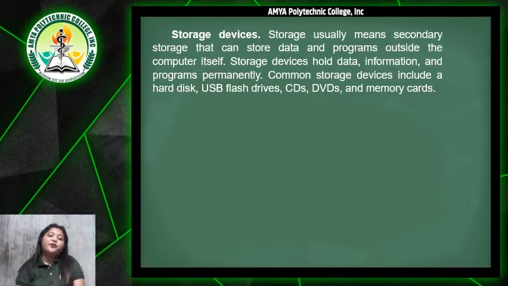Next we have the storage devices. So storage usually means secondary storage that can store data and programs outside the computer itself. So storage devices hold data, information and programs permanently. So common storage devices include a hard disk, USB flash drives, CDs and DVDs, and memory cards.